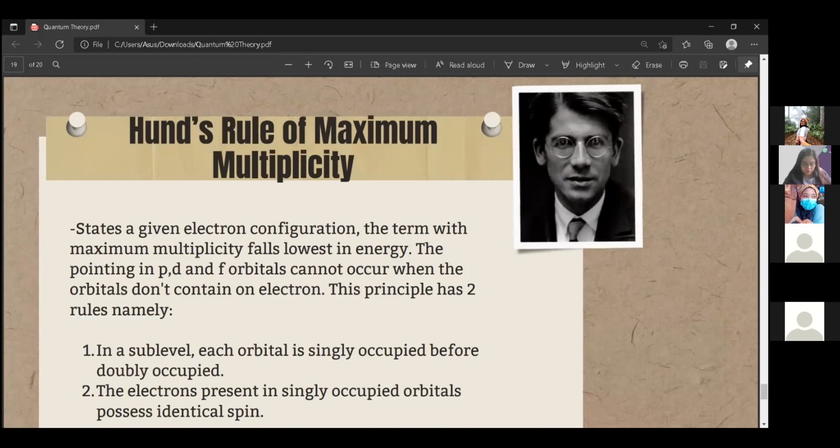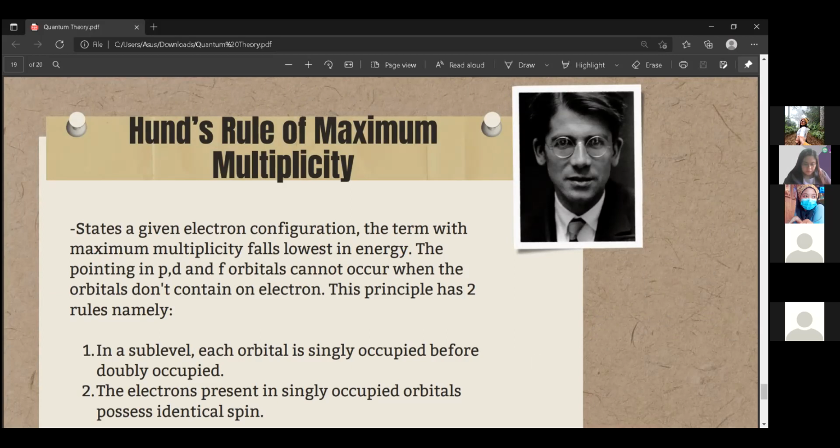The last one is Hund's rule of maximum multiplicity. It states that in an electron configuration, the term with maximum multiplicity falls in the lowest energy. The pairing up in p, d, f orbitals cannot occur when the orbitals don't contain an electron.